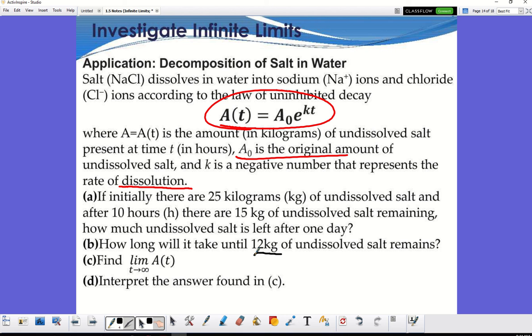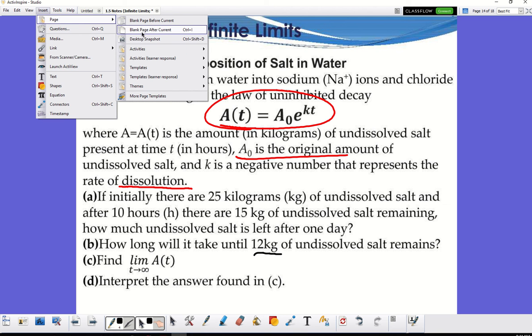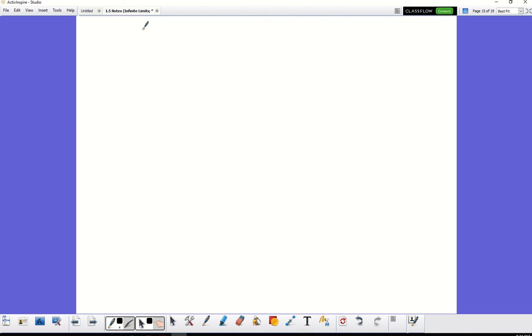So I'm looking for time right now, right? So my variable I'm now looking for is time, but now I know that 12 is going to be my output, right? So I know that it should be 12 is equal to 25 e to the k t, so it's t times ln of 3 over 5 over 10.